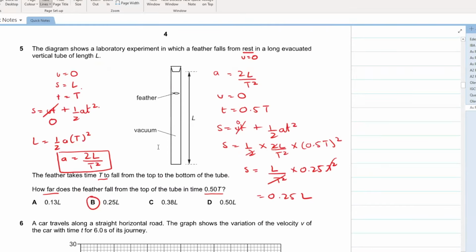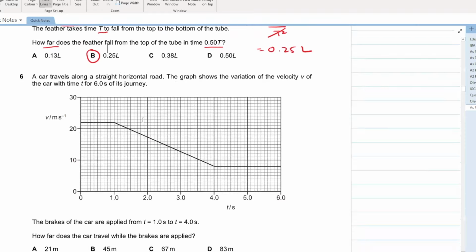Simple as that. Is this clear? I have applied s equals ut plus half t square two times. Nothing complicated here. Let's move ahead.